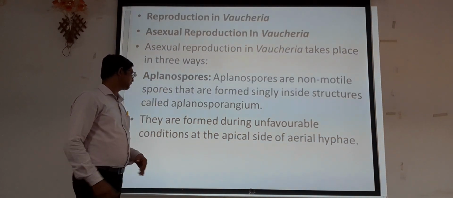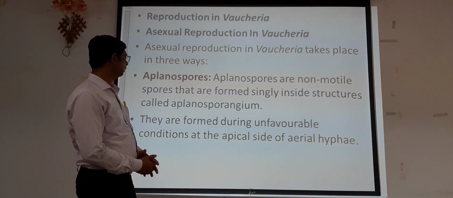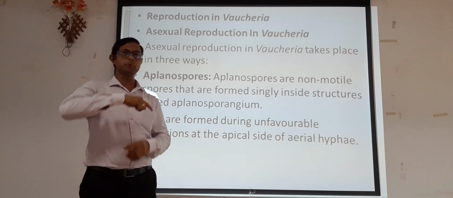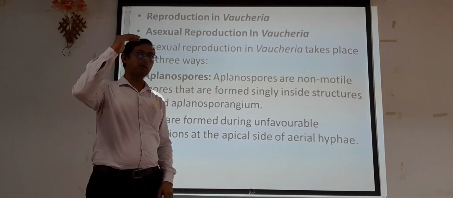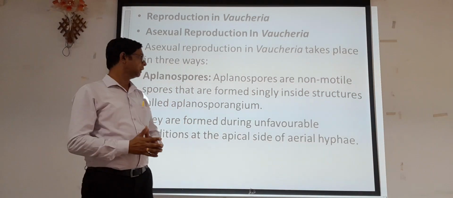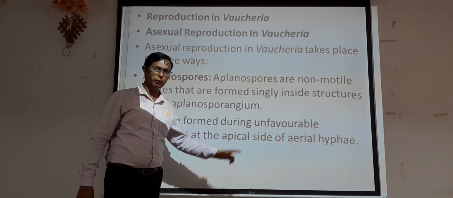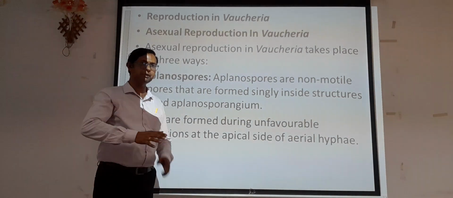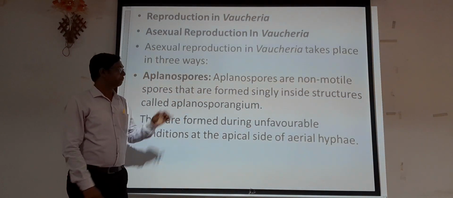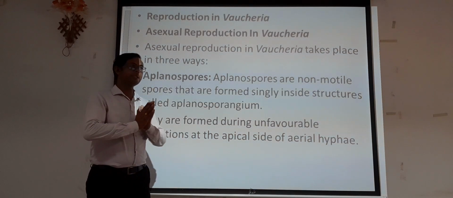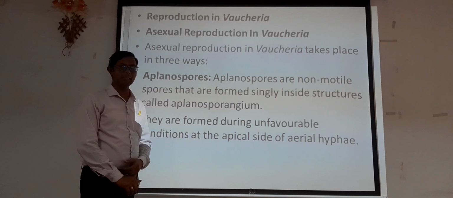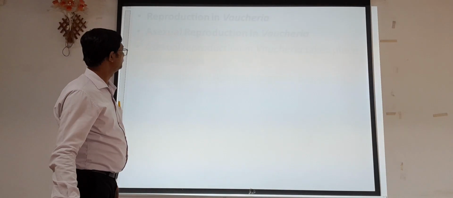Another thing is that they are found during unfavorable conditions at the apical side of aerial hyphae. Suppose the hypha is there, and at the apical portion of this hypha these aplanospores are produced by producing an aplanosporangium. In that aplanosporangium, aplanospores are present. These aplanospores, when liberated from the plant body, will start to produce a new plant or new structure.